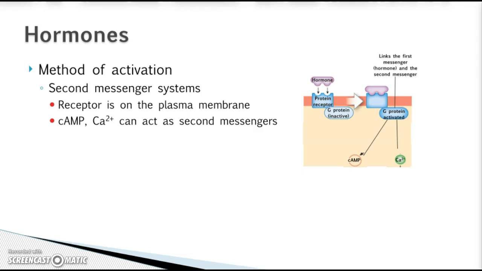If the hormone can't get through the plasma membrane, the receptor will be located on the cell surface. The hormone will bind to the receptor, activate what's called a G protein, which in turn activates a second messenger. This second messenger is either cyclic AMP, or cAMP, or calcium. Then the second messenger works to change activity inside the cell.